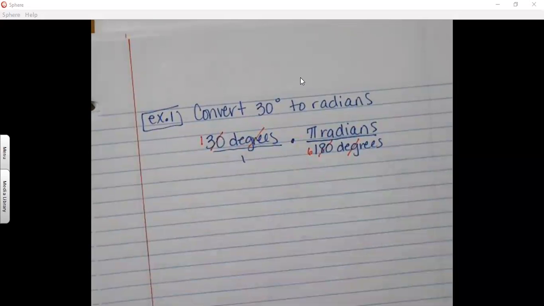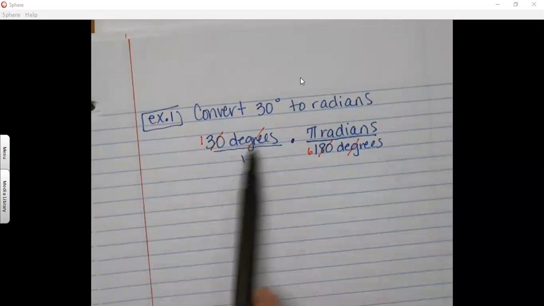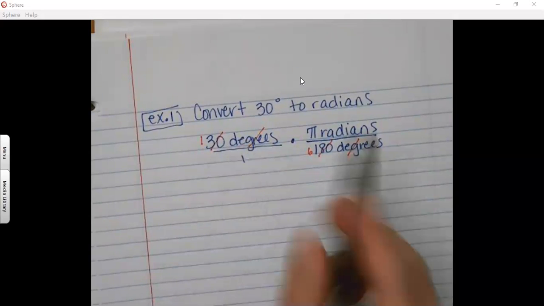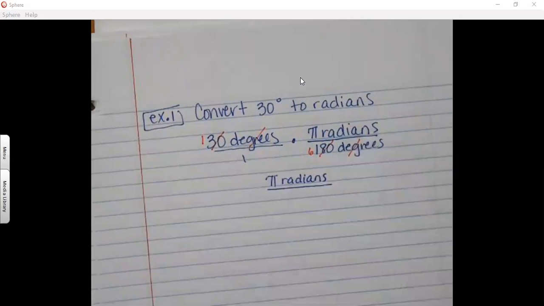So remember, when we multiply fractions, numerator times numerator, denominator times denominator. So on the left fraction, we have 1 is all that's left in the numerator, times pi radians. So 1 times pi radians would be pi radians. And the denominator on the left fraction I have 1 times. On the right side, all I have left is 6.